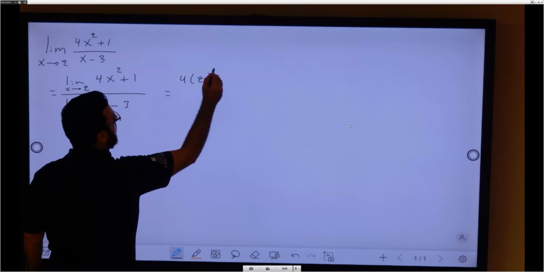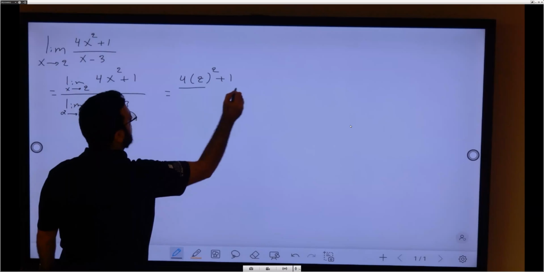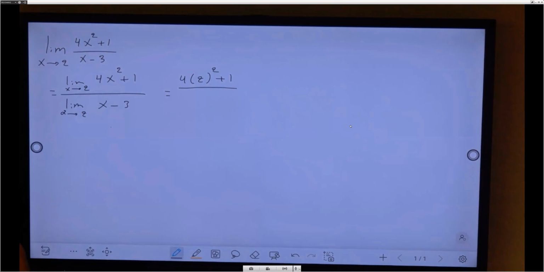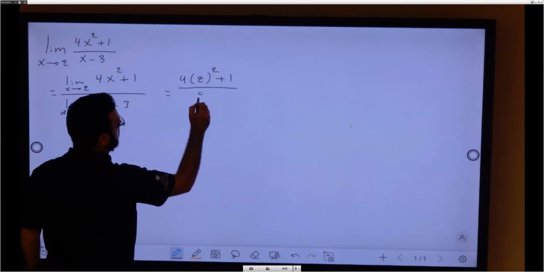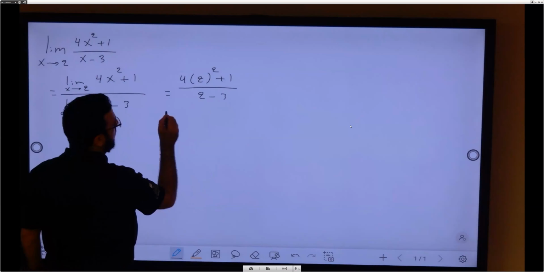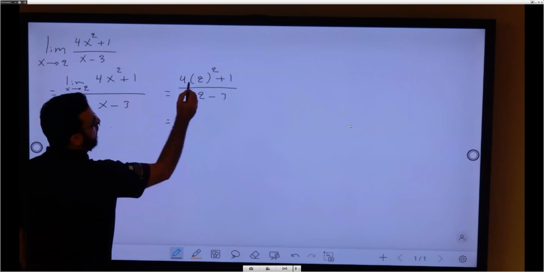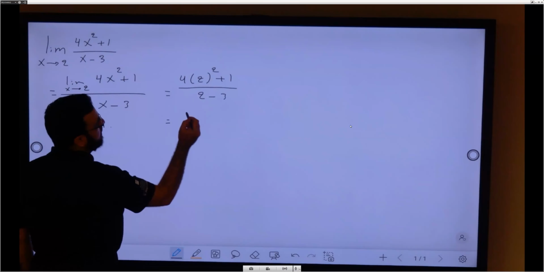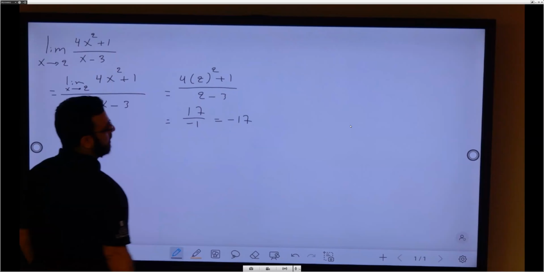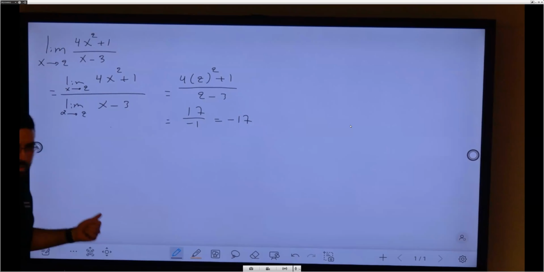2 squared plus 1, divided by. Is that polynomial? Yes, it's polynomial. So you're going to plug in, it's going to be 2 minus 3. And that means 4 times 4 is going to be 16 plus 1, 17 over negative 1, and now it's negative 7.